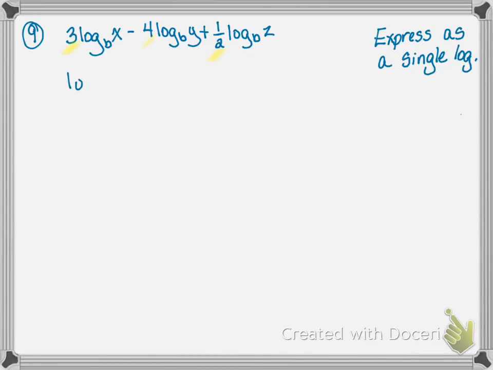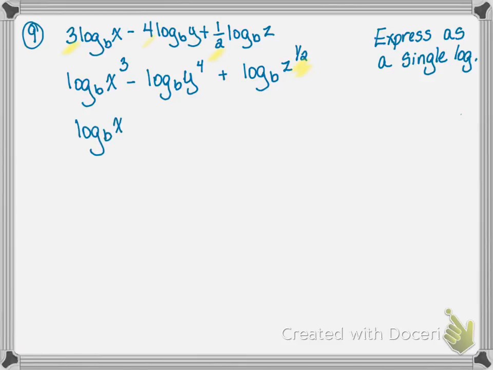So I'm going to write it as log base b of x to the third minus log base b of y to the fourth plus log base b z to the 1/2. Okay? So let's go back and look at this 1/2. We've talked some about rational exponents and what that means. And that's exactly what we're going to have to do here.